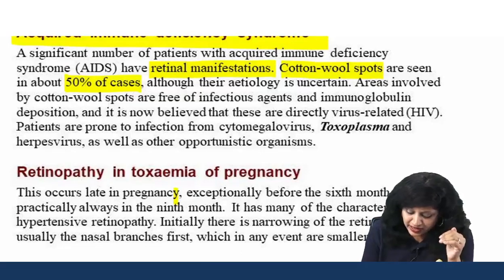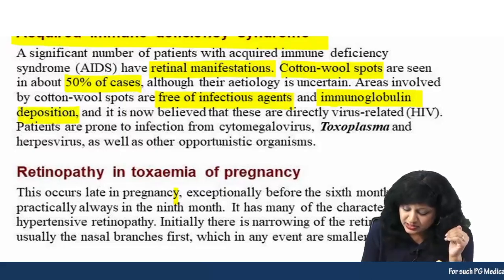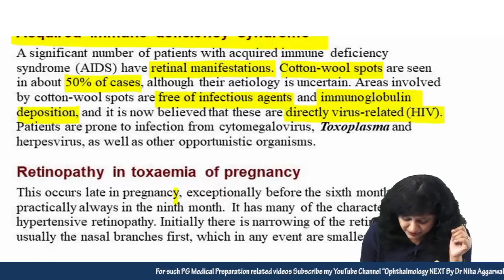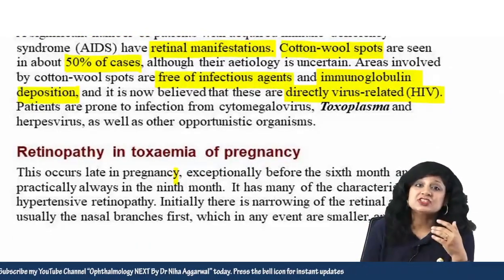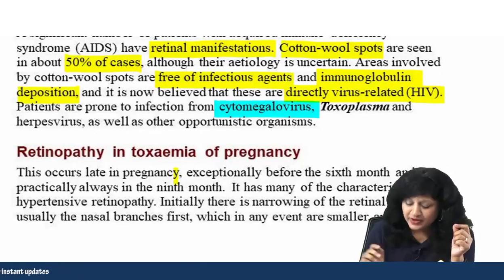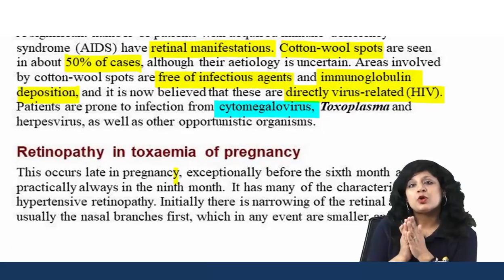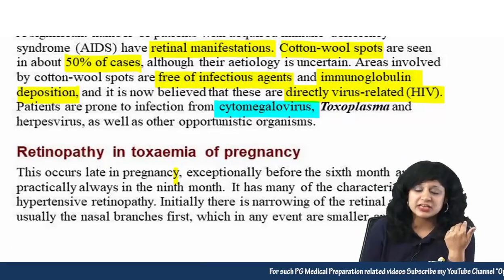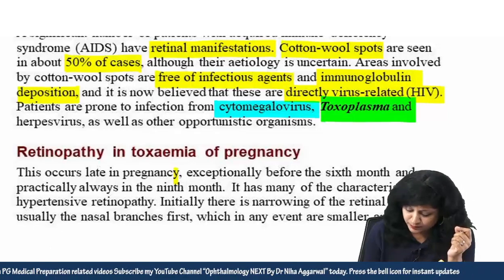Areas involved are free of infectious agents and immunoglobulin deposition, and it is now believed that it is directly related to the HIV virus. Now those patients who are having HIV, as far as ocular infection is concerned, one good example is cytomegalovirus. So practically they are both synonymous. When I am talking about HIV retinitis, it means we are talking about CMV retinitis. And what are the other opportunistic infections? We have toxoplasma and herpes.